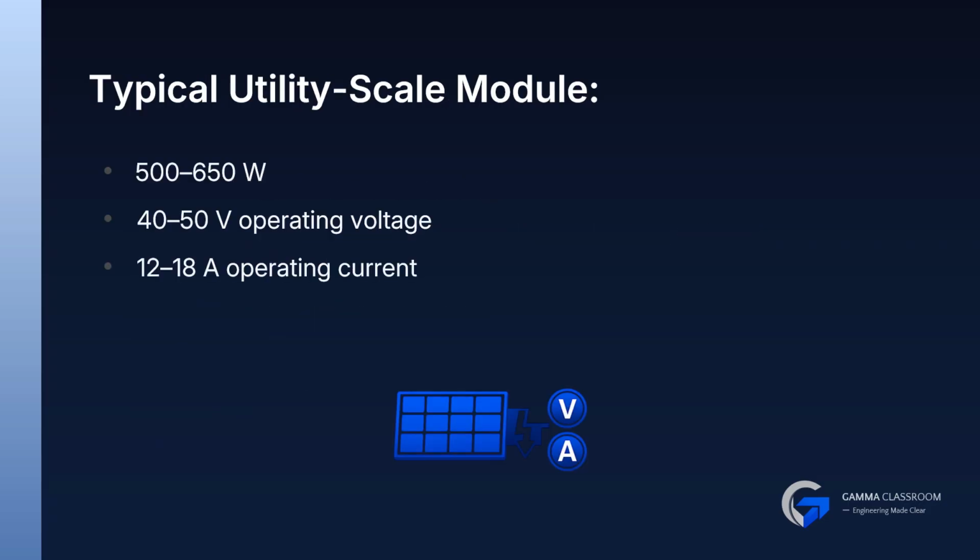Utility scale modules typically operate at 40 to 50 volts and 12 to 18 amps, with power ratings between 500 and 650 watts.